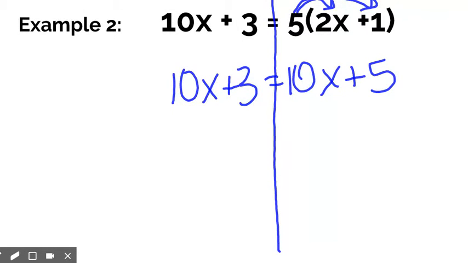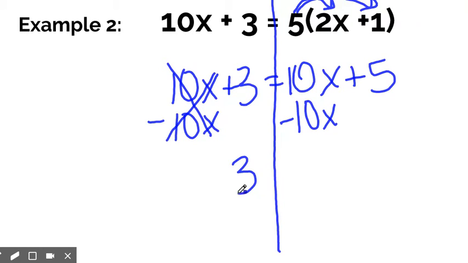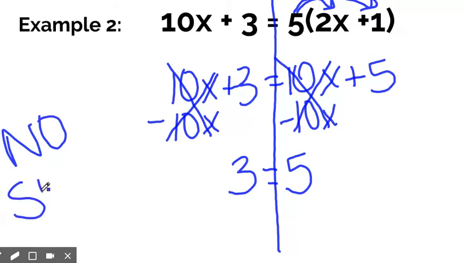Now, we have 10x's on both sides. Let's go ahead and eliminate those and see what happens. So I'm going to subtract 10x here. It cancels out on the left side, leaving us with 3. And on the right side, it cancels out, leaving us with 5. Again, 3 does not equal 5, never has, never will. This is a false statement, so the answer to this problem is no solution.